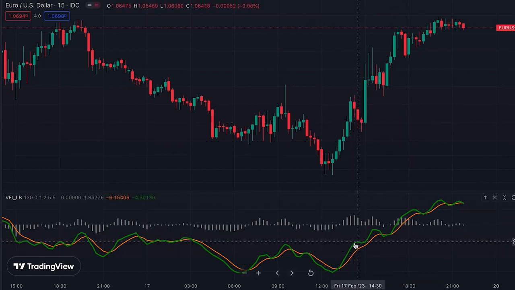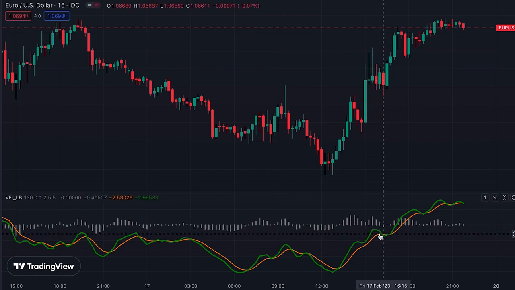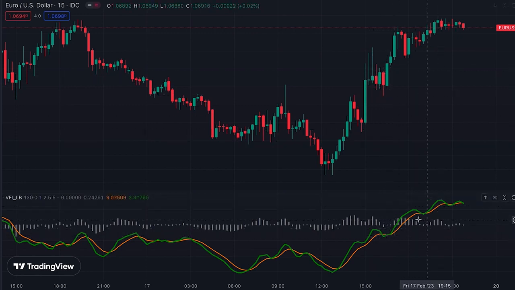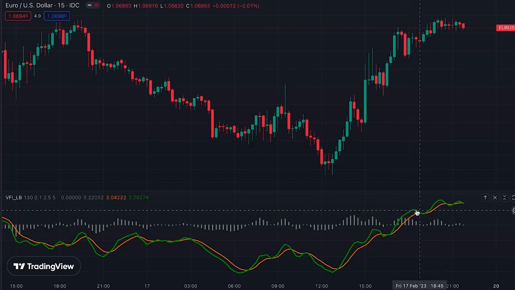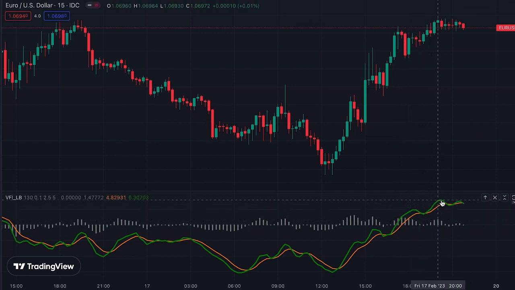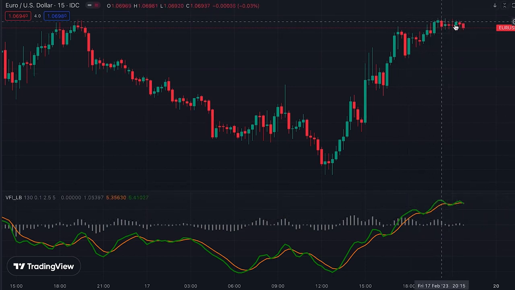When VFI line makes higher high but the histogram makes lower high, this gives us the possibility that VFI line is going to cross down the signal line, which you can see that it happened here, and it was just a pullback. Another one happened here where VFI line made higher high but the histogram made lower high, and you can see that after that we had a cross down the signal line and the market went flat until now.